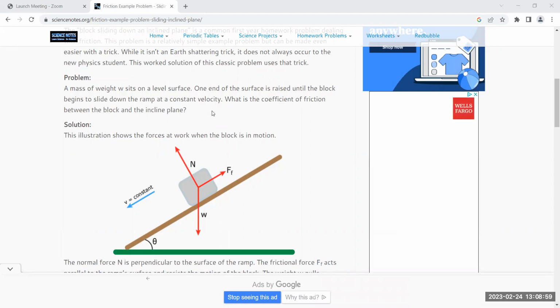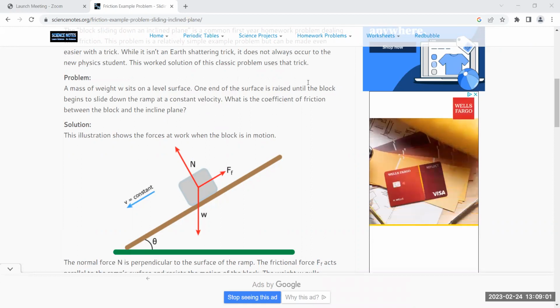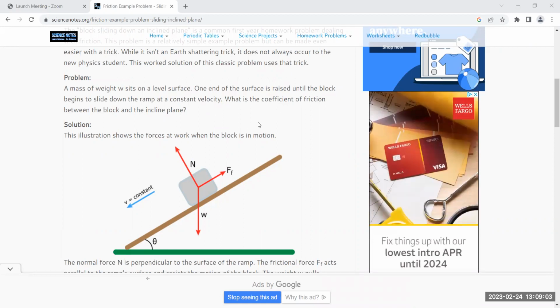So we'll take a look at this example here. So we have some kind of inclined plane. We have a box and we know the mass of the box. We're going to say the mass of the box is m. And there is some plane here that is inclined at an angle theta relative to the horizontal.